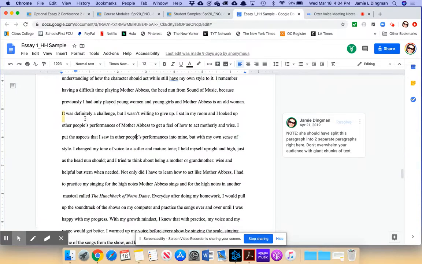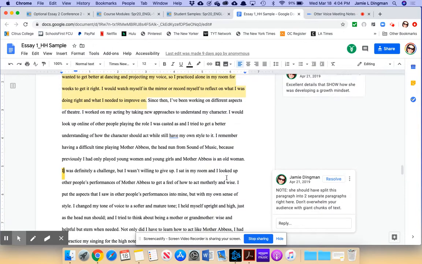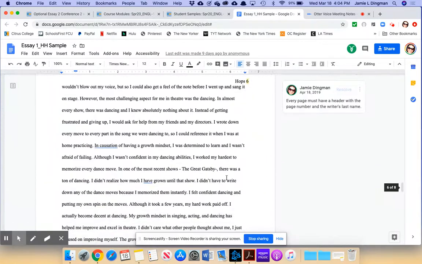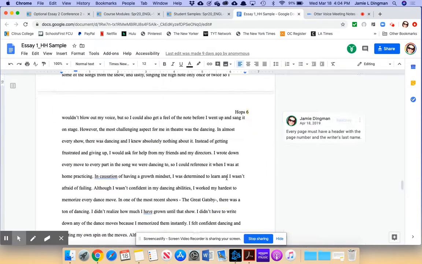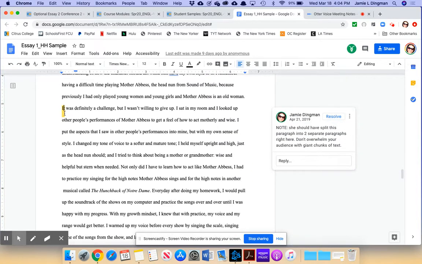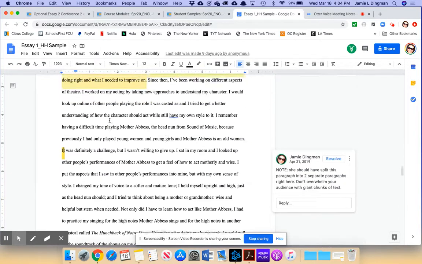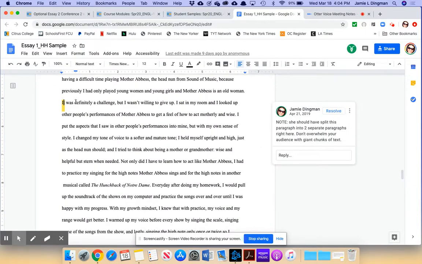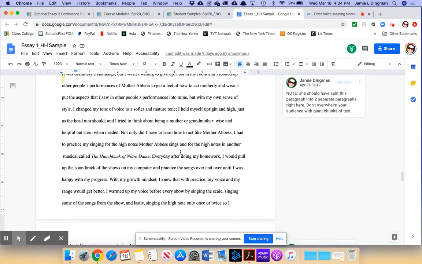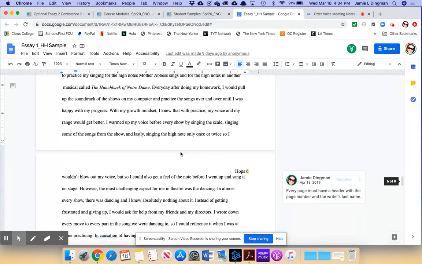You'll see I do have a note here, and that is that this paragraph definitely should have been split into two separate paragraphs. It's just way too much detail. Okay. And you'll see it goes on for almost another full page. So it should have been split up. And I think maybe at this point here, where she transitions, the "not only" should have been where she splits the paragraph. So that's my one critique of this paragraph.